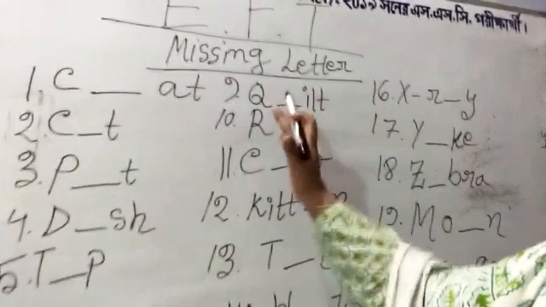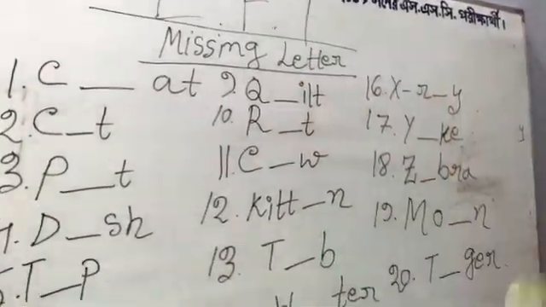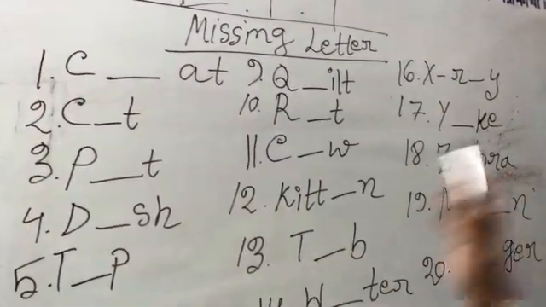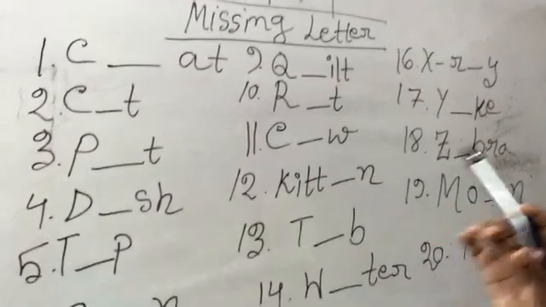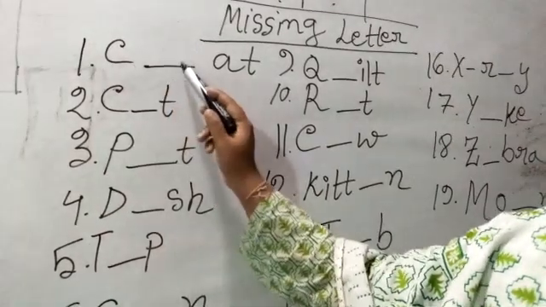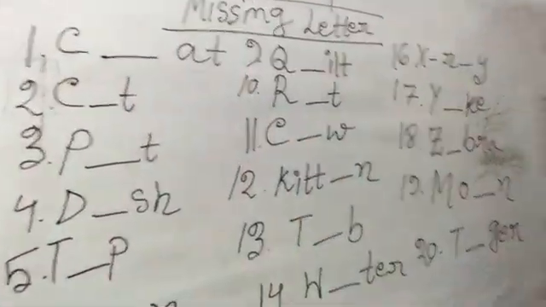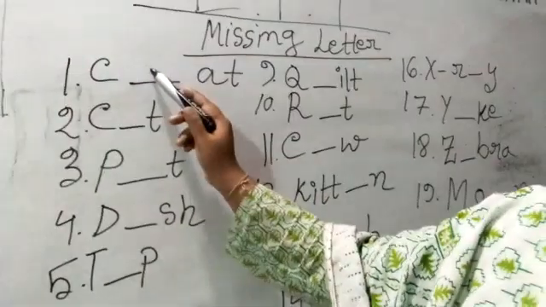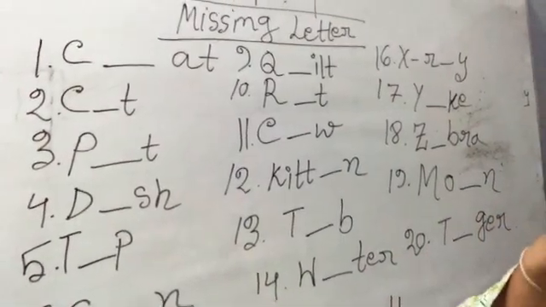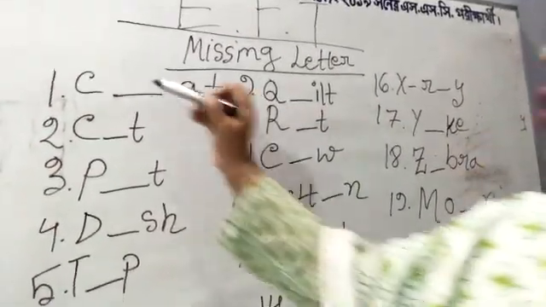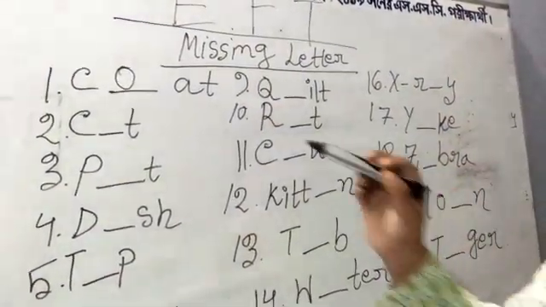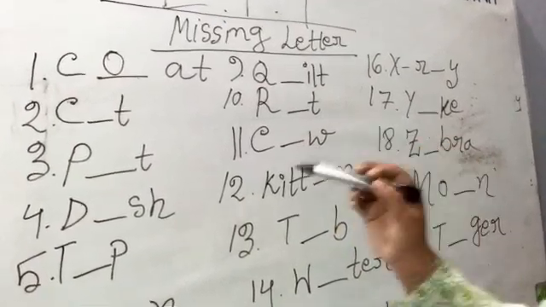In missing letter, today we are going to practice missing letter. Some words will be given, and you have to put the specific letter that is missing in the word. Okay, so the first one is C dash A T. What can we put? If I put E, no. If I put A, no. If I put U, that doesn't make any sense. So if I put O here, this is coat. Do you know what coat is?